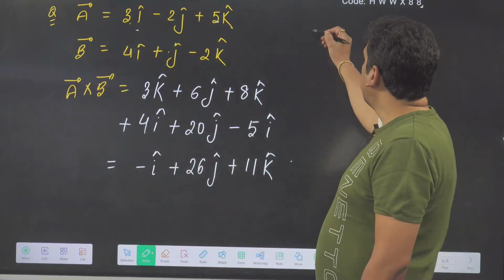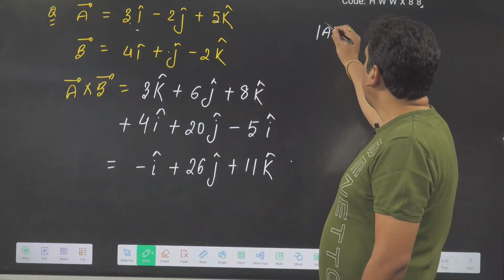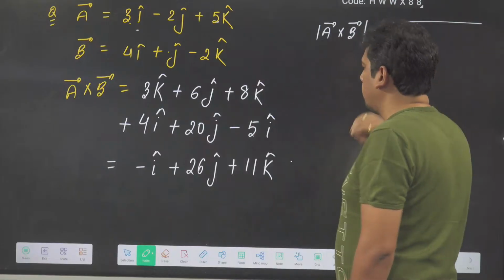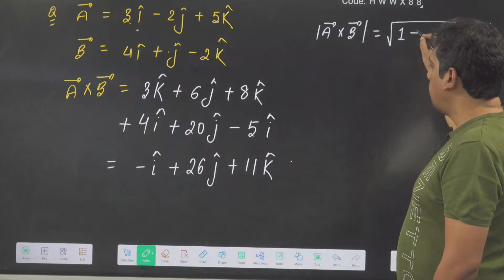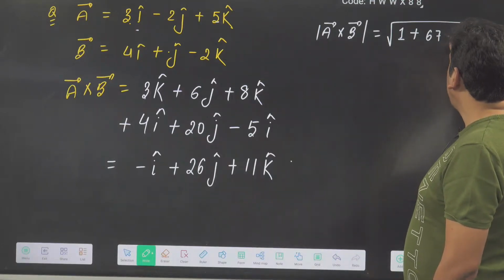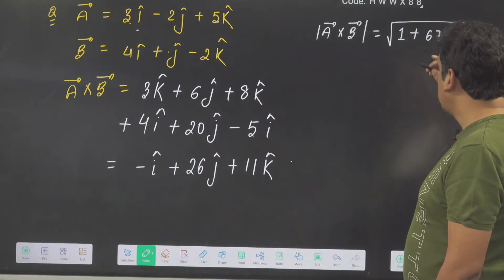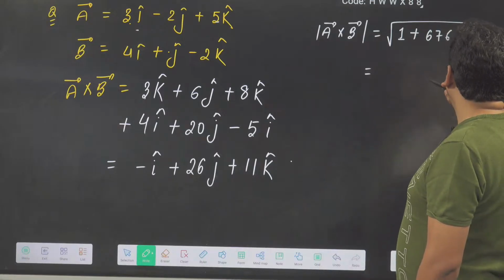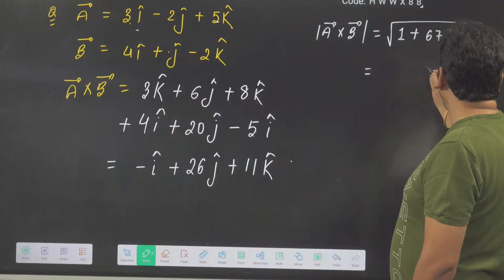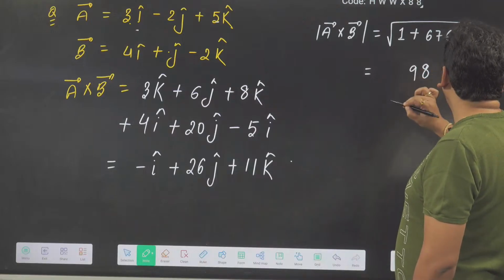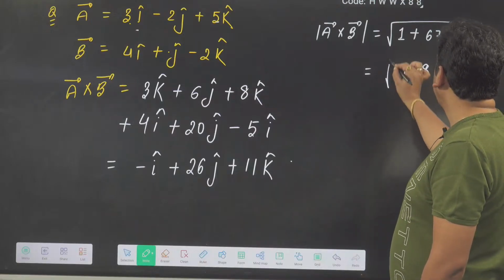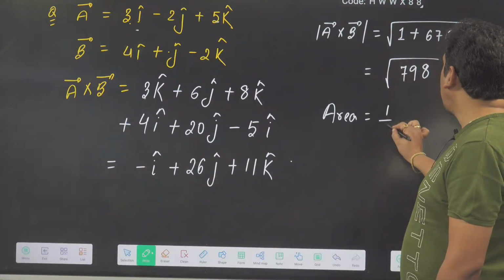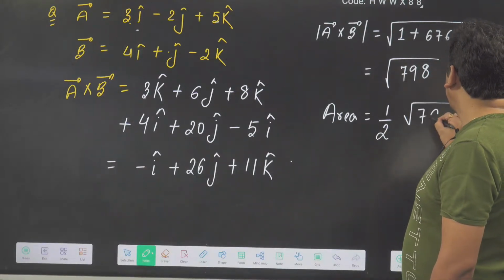After finding A cross B, we will find the magnitude of A cross B, which will be under root 1 plus 26 square, which is 676, plus 121. So it will become 798. Then the area we will say is half of root 798.